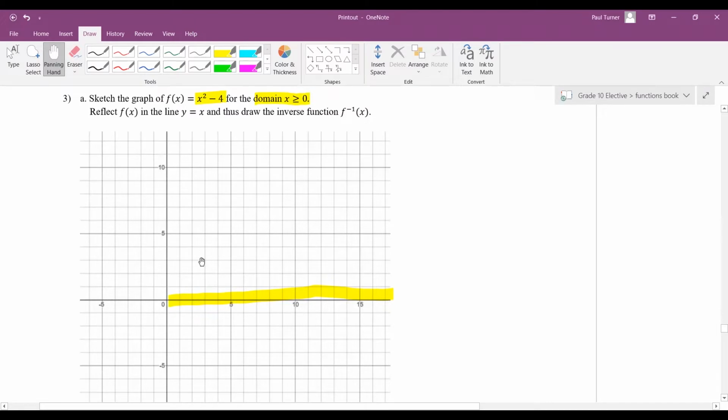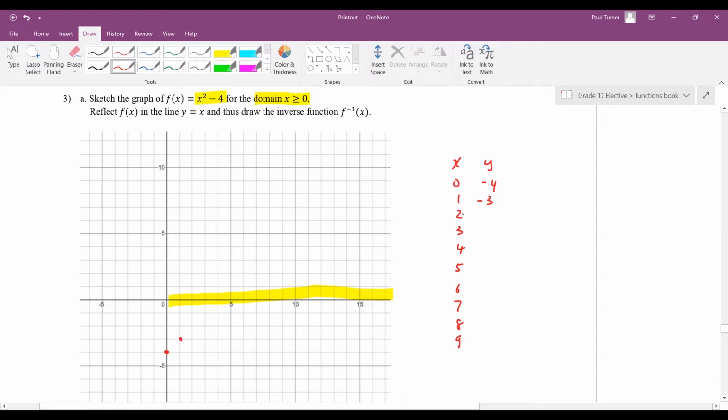I know roughly what this looks like, but let's make a table of numbers, x and y. And we don't care about the negative numbers. So let's just do 0, 1, 2, 3, 4, 5, 6, 7, 8, 9, and so on. You put your 0 in here. So 0 squared minus 4 is minus 4. So one point is 0, minus 4, down here. And then 1 minus 4 is minus 3. So 1, minus 3 here.